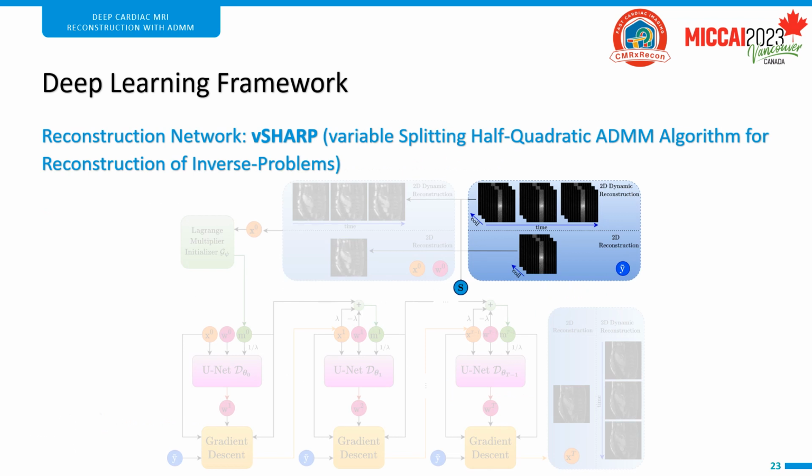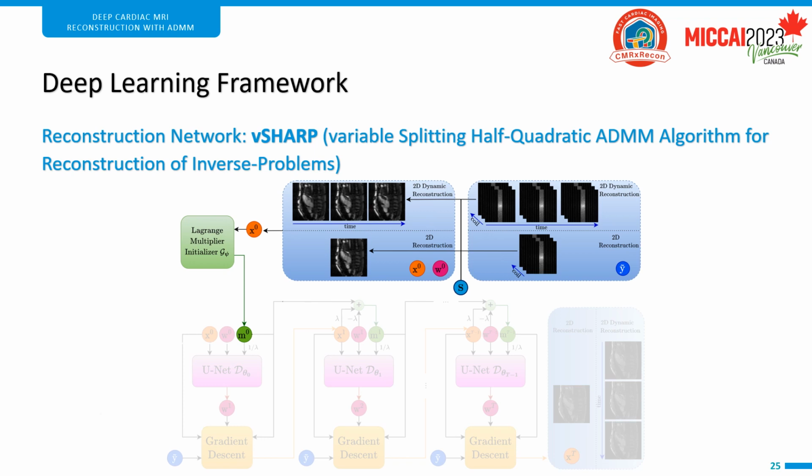With all these components in place, this is how our deep learning approach operates to reconstruct the undersampled measurements. First, using the undersampled measurements, we make initial estimates for the sensitivity maps. Next, utilizing these undersampled measurements and sensitivity maps, we initialize the values for the image and auxiliary variable. The Lagrange multiplier initializer network then generates an initialization for the Lagrange multipliers, using this initial approximation.